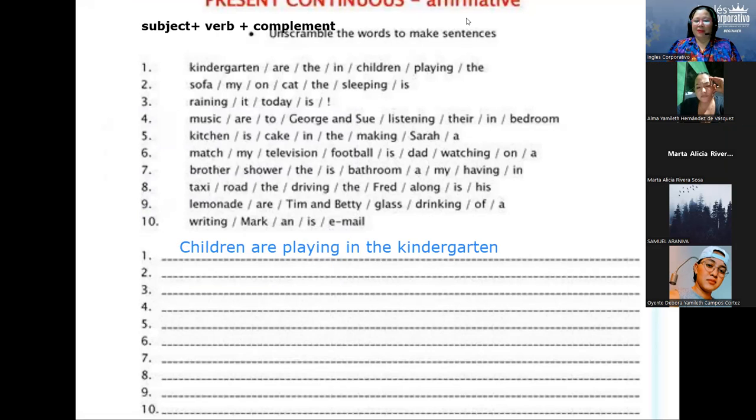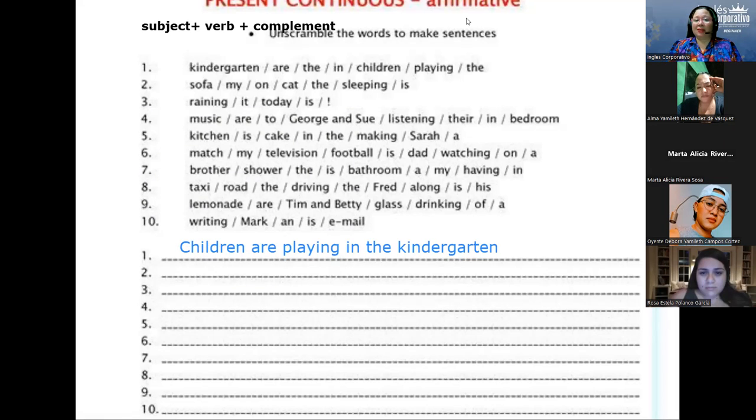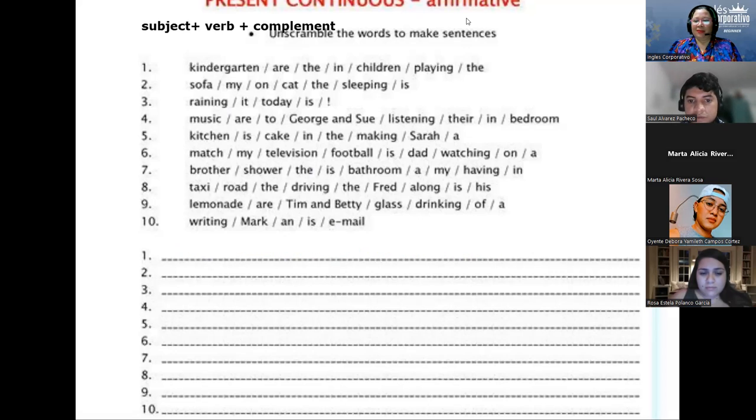The children are playing in the kindergarten. Yes, because we have two. Teacher, say it again, teacher. Sorry. Okay, it sounded good, right? If we say just "children are playing," it is not needed, but okay, we have it right there. Are the children playing in the kindergarten?